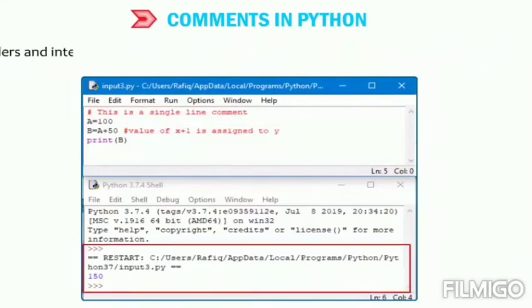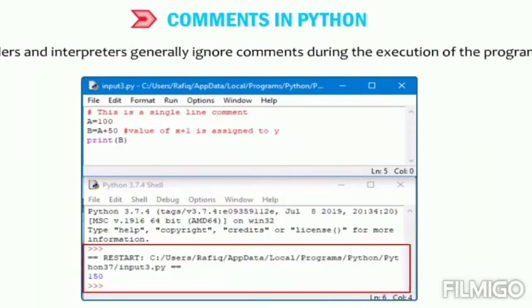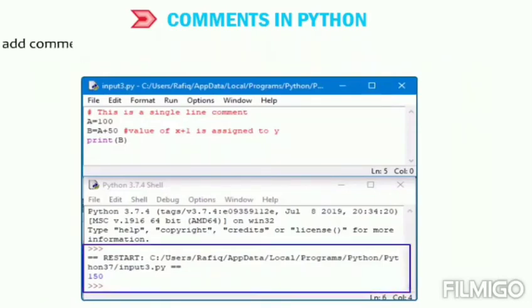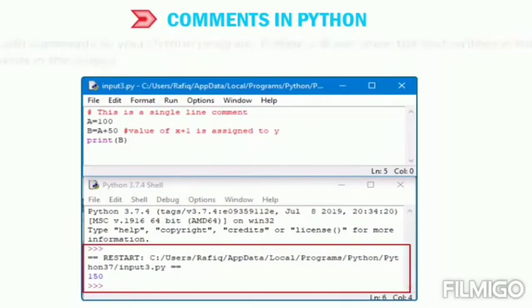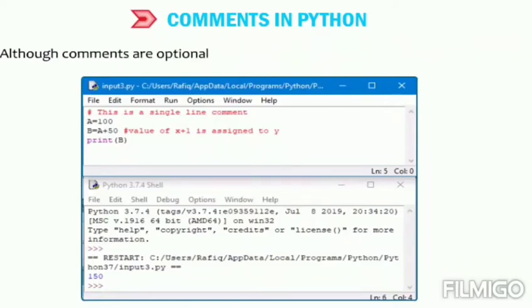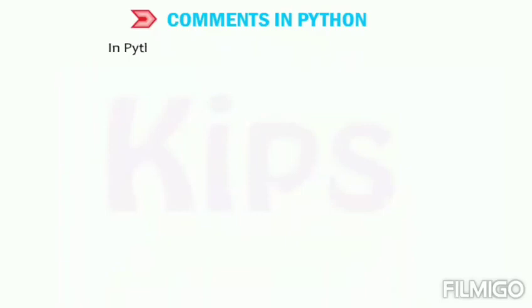Compilers and interpreters generally ignore comments during the execution of the program. If you add comments to your Python program, Python will not show the text written in the comments in the output. Although comments are optional, they are needed from the user's perspective. In Python, there are two types of comments.